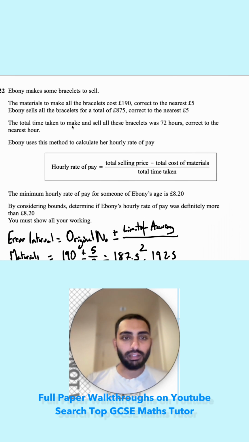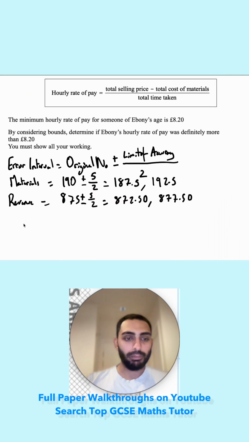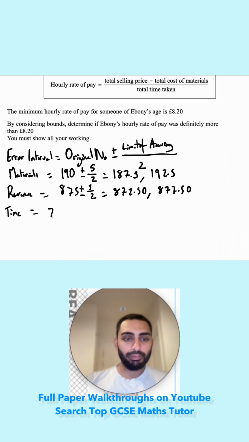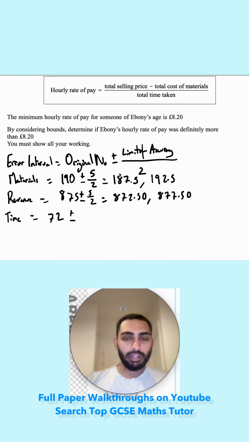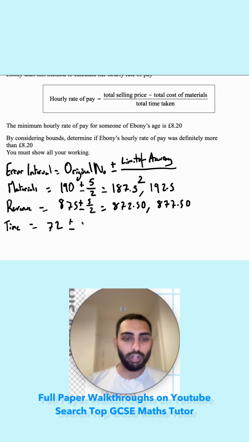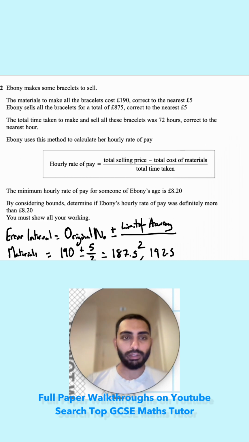The total time taken to make and sell all these bracelets was 72 hours, correct to the nearest hour. We'll do this as well. So the time is going to be 72 plus and minus, because it's to the nearest hour, we're going to do 1 divided by 2. So the lower bound would be 71.5 hours and the upper bound would be 72.5 hours.